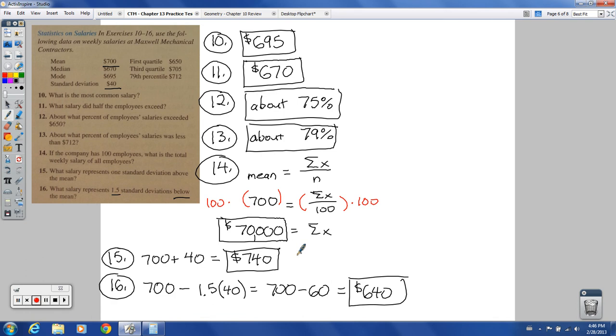Beautiful. We're getting close. I know some of these last ones are going to take a little bit longer though. So let's check them out. Let's see what we got.